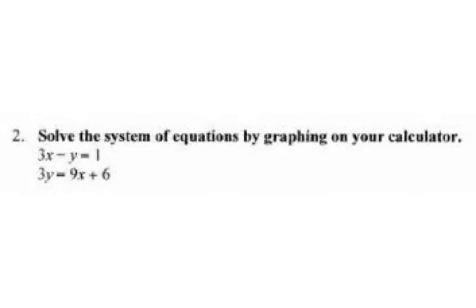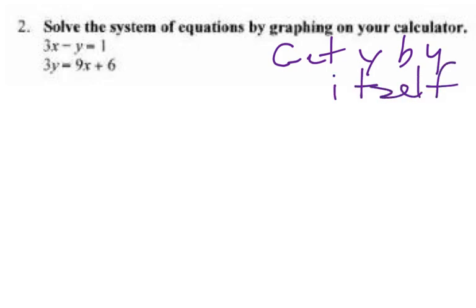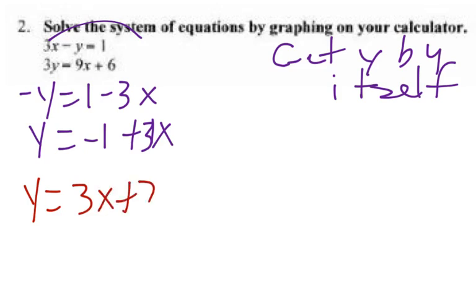Number 2, I want you to solve the system of equations by graphing on your calculator. You still have to get y by itself. So move your 3x, negative y is equal to 1 minus 3x. Change all signs, y is equal to negative 1 plus 3x. Second equation, divide everything by 3. Y is equal to 3x plus 2.